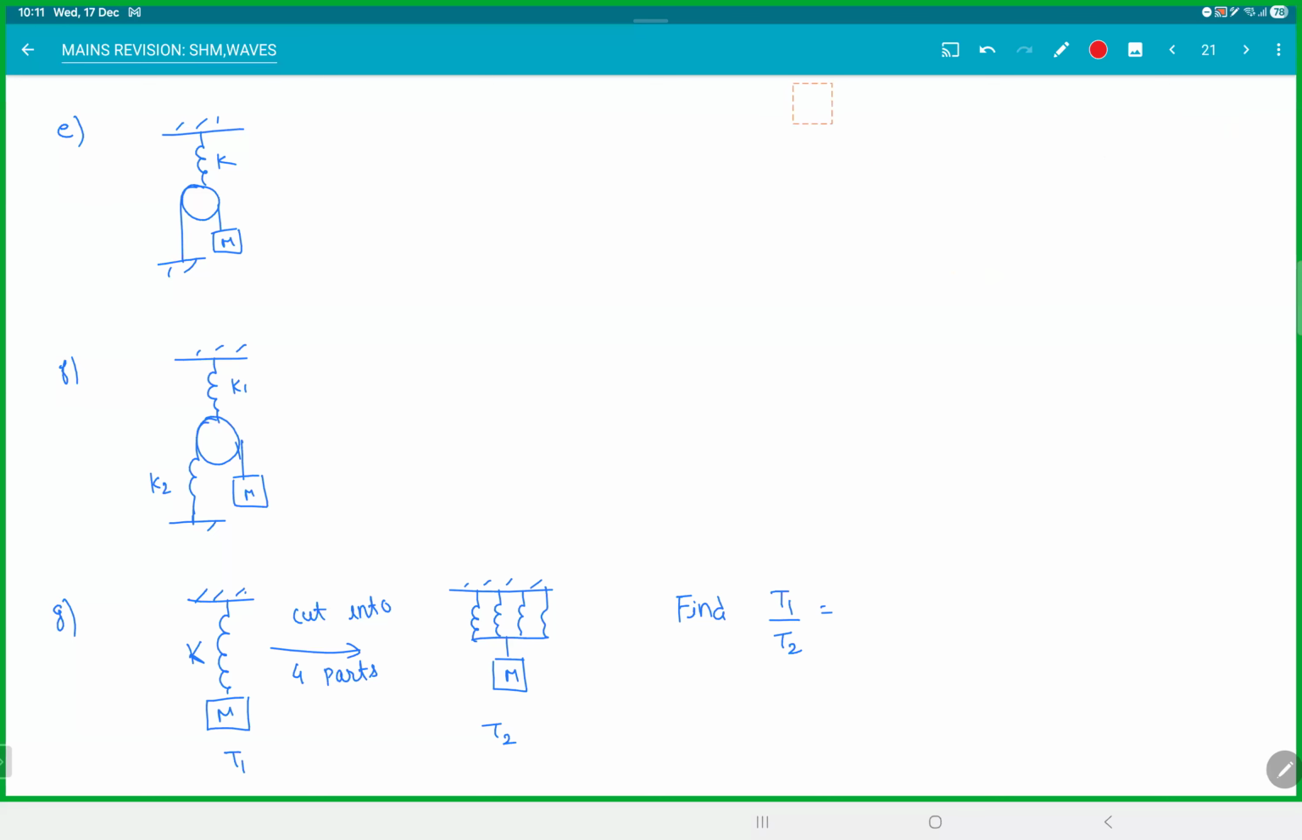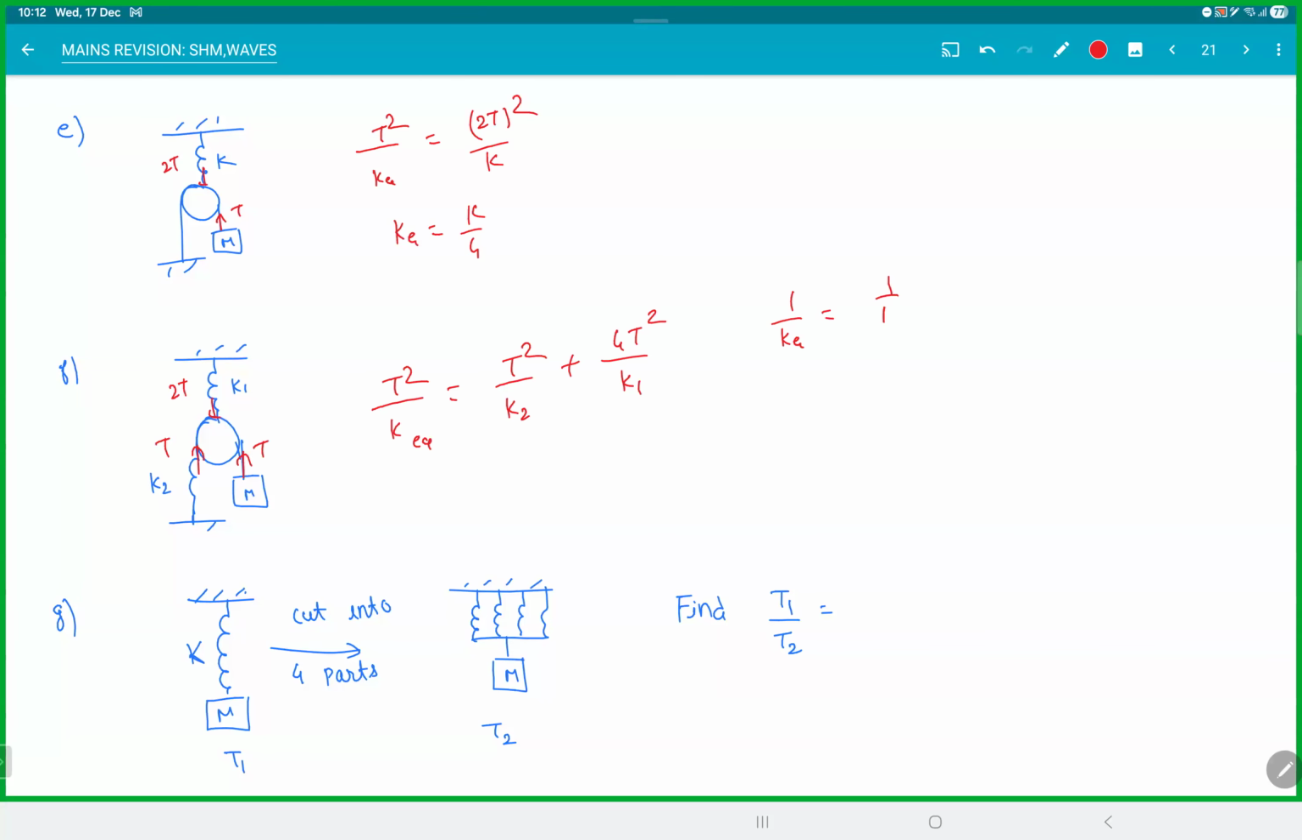So what is the answer for this one? First, you need to figure out the tension here. Let the tension in the block be T, then this will be 2T. Then T²/K equivalent will be (2T)²/K. K equivalent will be K/4. If this is tension, this is tension, this is 2 times tension. Same story, T²/K equivalent will be T²/K2 plus 4T²/K1. The 1/K equivalent will be 1/K2 plus 4/K1.